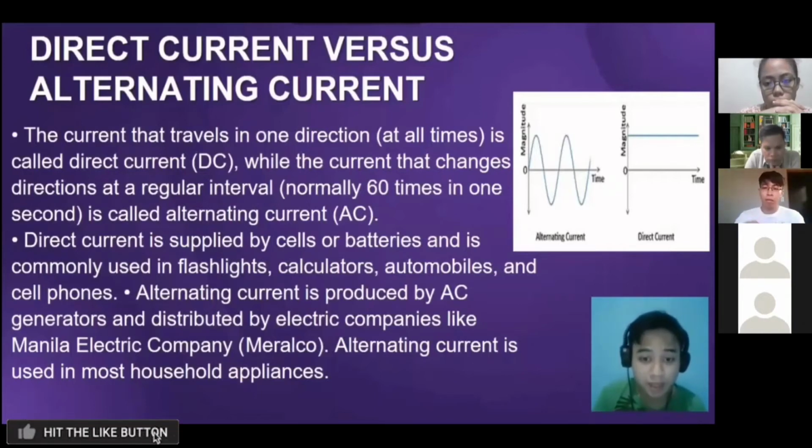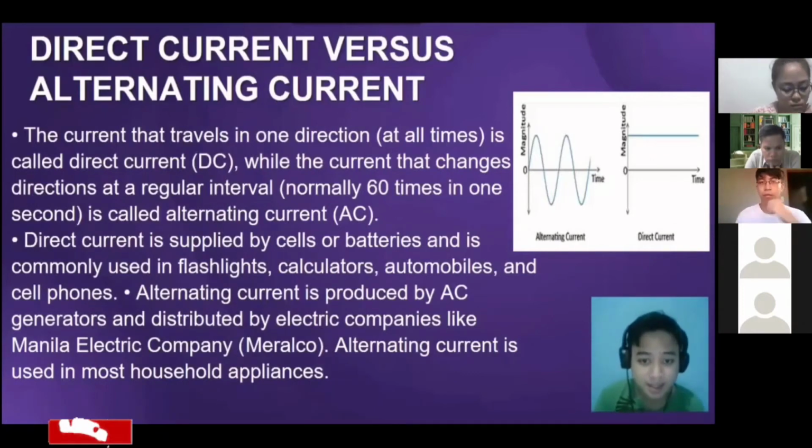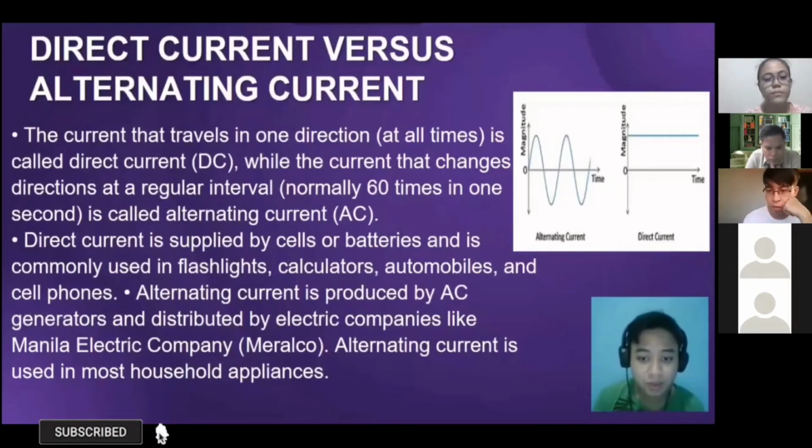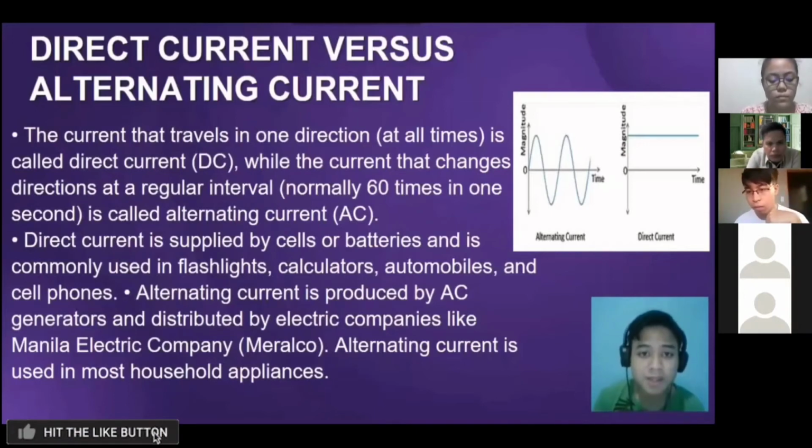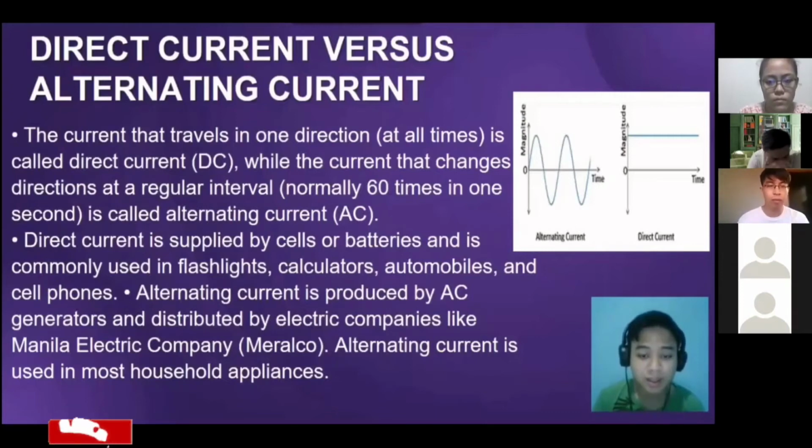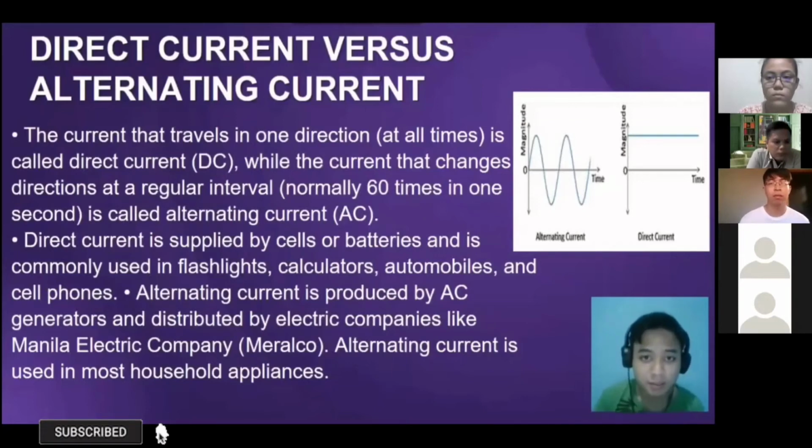Direct current or DC is supplied by cells or batteries and is commonly used in flashlights, calculators, automobiles, and cell phones, while alternating current is produced by AC generators and distributed by electric companies like the Manila Electric Company or Meralco. That's why alternating current is most commonly used in household appliances.